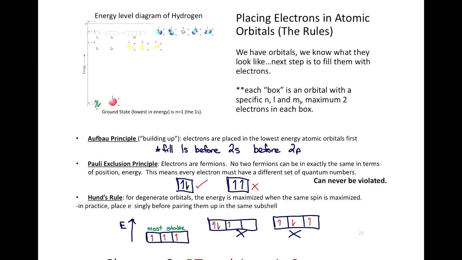The next rule that we have to follow for building electron configurations is Pauli's exclusion principle. So the idea that 2 electrons can't be the same spin in the same box. And the last one, and this one's probably the most important, is Hund's rule. The idea is when we're placing electrons in subshells that are the same energy, we want to do it in a way that produces the most stable arrangement of electrons.